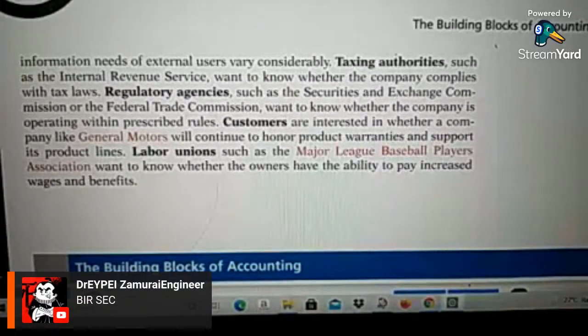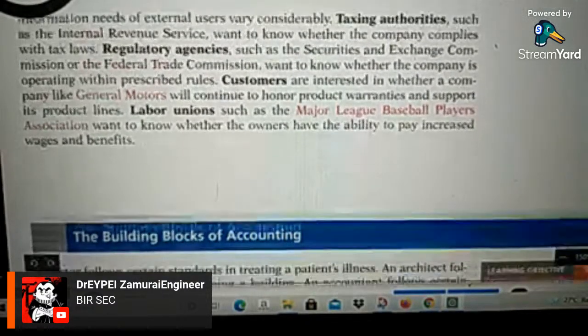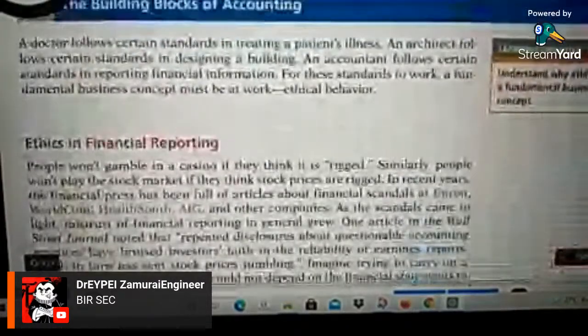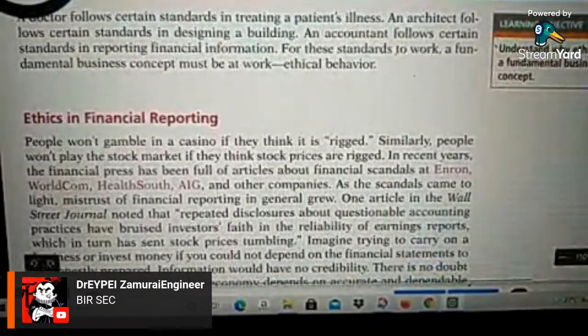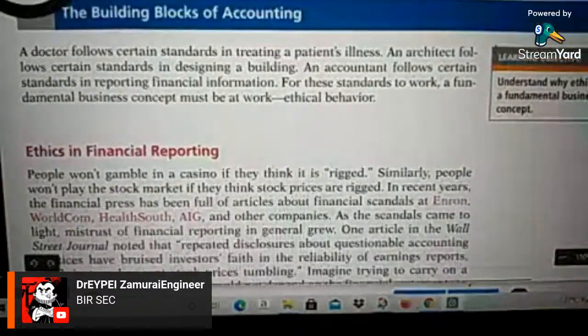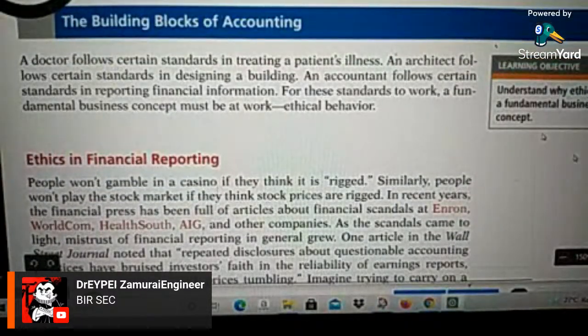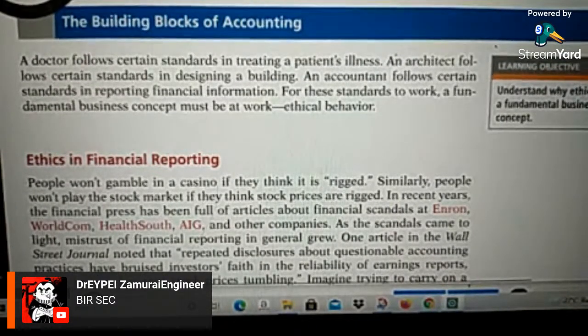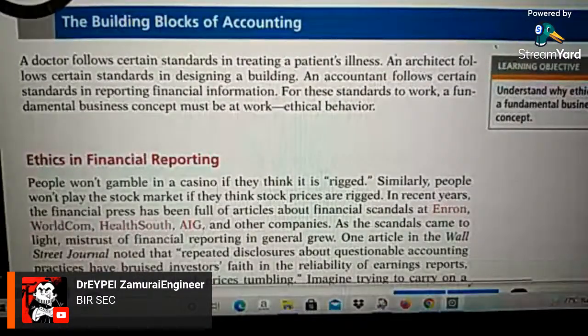Those are some of the government agencies that need your reports as financial accounting people. Now we are going to the next lesson, but we are just going to explain the terminologies. We will post the video in the official channel for you to watch. But today, this is a live explanation of definitions only.